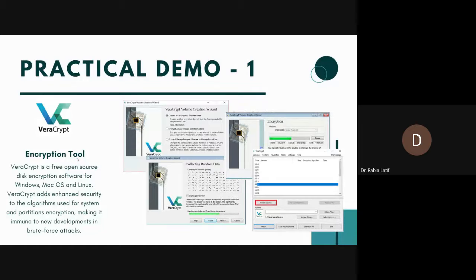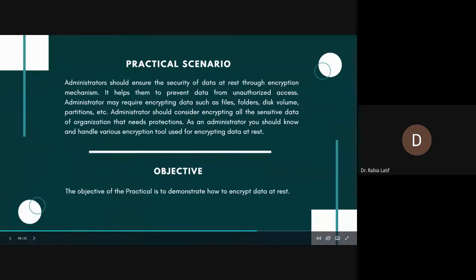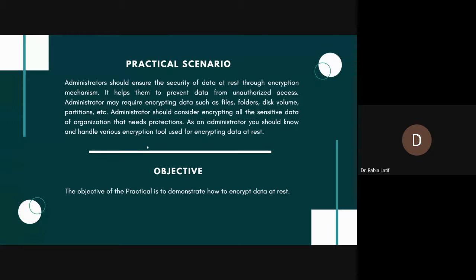Today in this practical demo, we will discuss how to encrypt your important data that is stored on your computer. We will use the VeraCrypt tool to encrypt the data. VeraCrypt is an open, free source tool. Anyone can use it for disk encryption software for Windows, Mac OS, and Linux. VeraCrypt adds enhanced security to the algorithms used for system and partition encryption, making it immune to new developments in brute force.